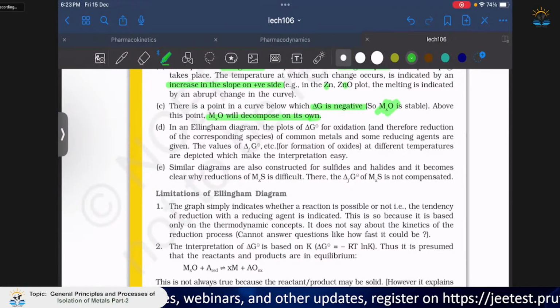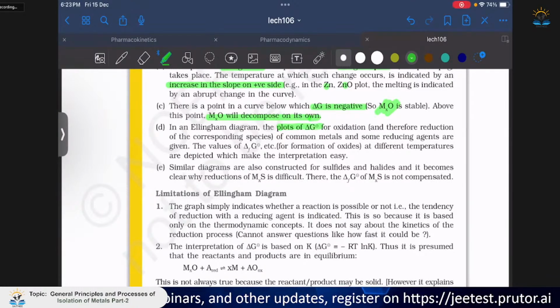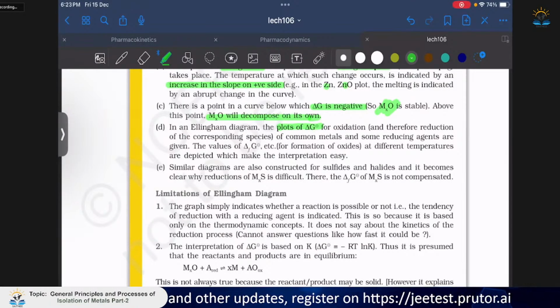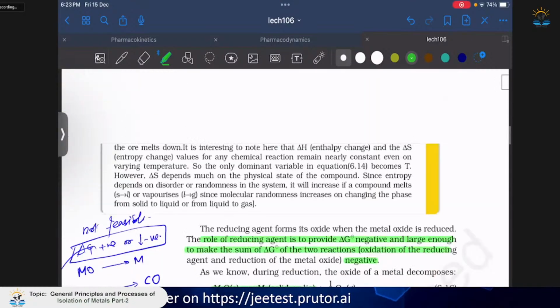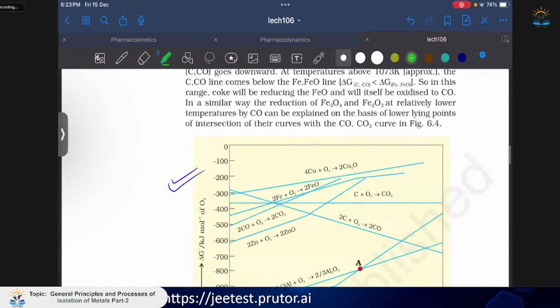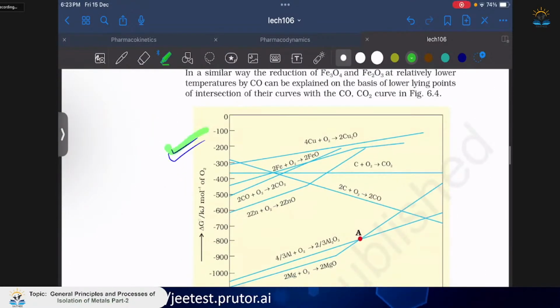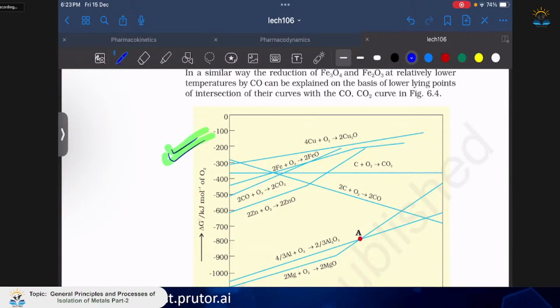In an Ellingham diagram, the plots for free energy change of common metals and some reducing agents are given at different temperatures. The limitations we'll discuss after we are done with the diagram. I'll take you directly to the diagram. This is the Ellingham diagram. Let us take a small example and try to understand this diagram.